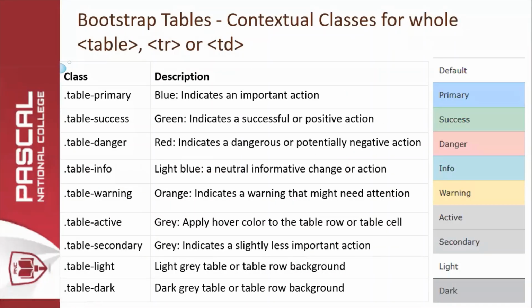For extra classes, if you want to apply some background colors in a table, you can use these classes. Primary will always be a light blue color. Success will always be in green color. Similarly, danger will be in red or pink color. Table-info is a light blue color. Then table-warning, table-active, table-secondary, table-light and table-dark.